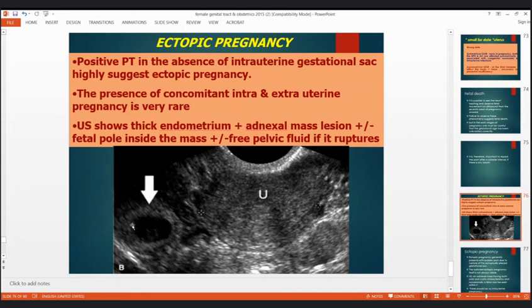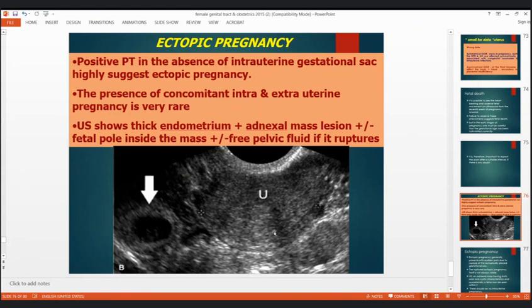The presence of an adnexal mass lesion with fetal pole inside the mass is 100% diagnostic of the condition. So empty uterus plus an adnexal mass with fetal pole inside. But this is very rarely seen. Most commonly we will see an empty uterus, only a thick endometrium on visualization, and we will see a complex adnexal mass that looks like a cystic lesion that has a thick wall but no definite fetal pole, interposed between the ovary and the uterus.